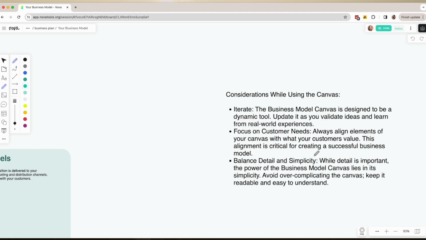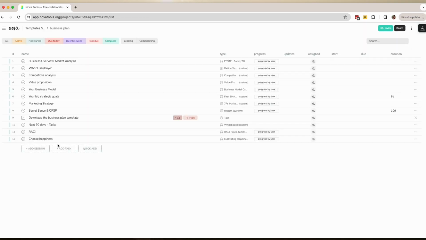And finally, while detail is important, the power of the Business Model Canvas lies in its simplicity. Avoid overcomplicating the canvas. Keep it readable and easy to understand.